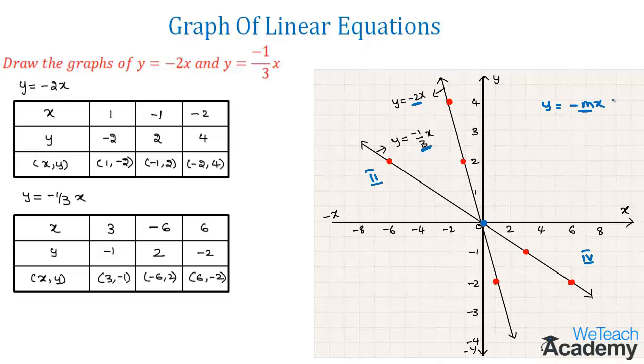As the value of m decreases, the line moves towards the y-axis. In this equation y is equal to minus mx, m is called the slope and it is the coefficient of x. From this equation, we can derive that m is equal to y by x, that is, the slope is the ratio between the y coordinate and the x coordinate. So this was a basic introduction on how to draw the graphs of linear equations.